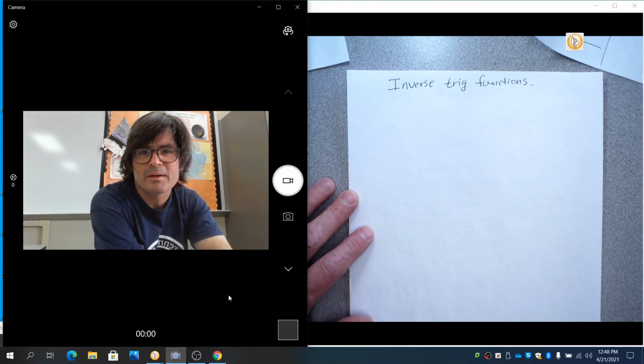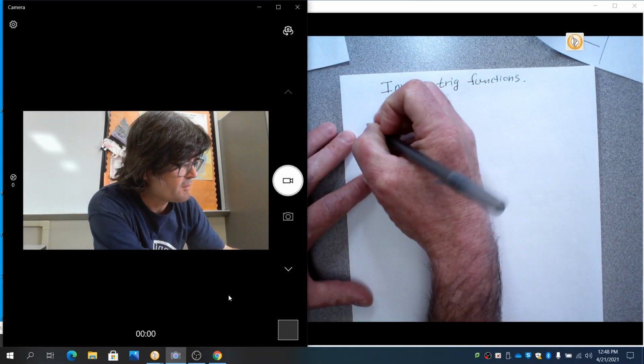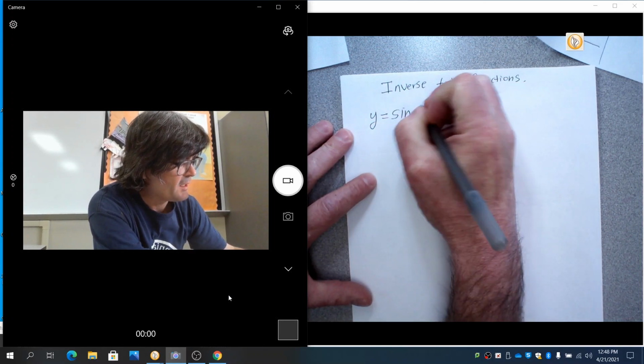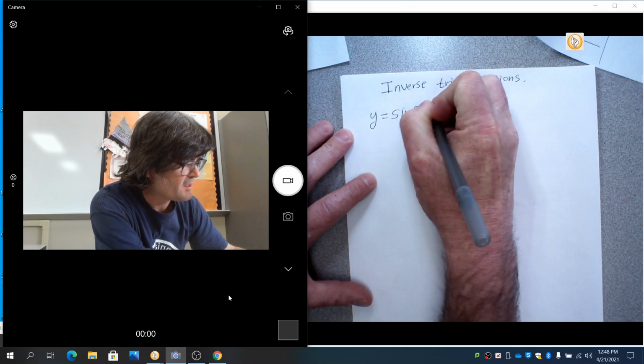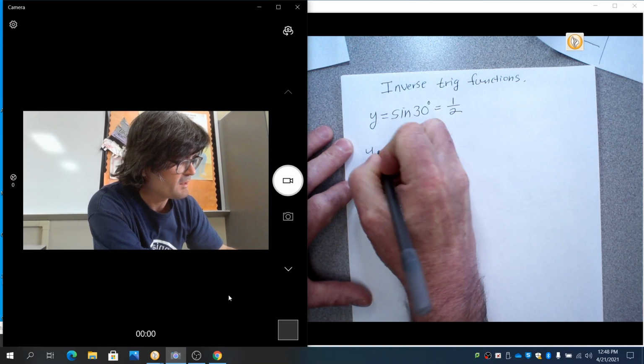Hi everybody, today we're going to talk about inverse trig functions, what they are and how you work with them. So for starters, if you have y equals sine of 30 degrees, and we saw in an earlier video that was a half, an inverse trig function might look like this.